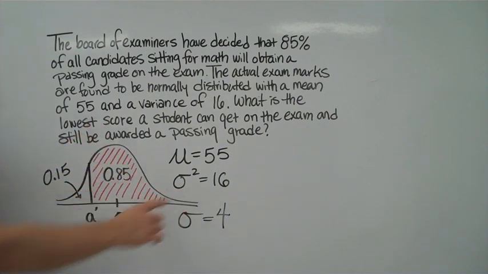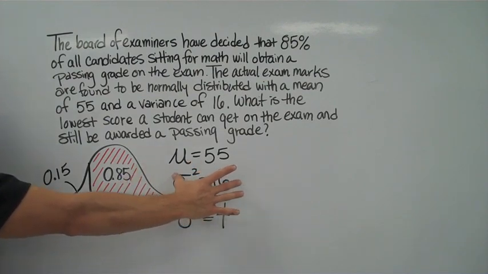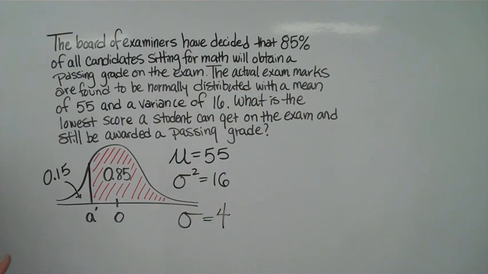Well, here is a standard normal curve with 0 as the mean. And we want to relate our normally distributed data to the standard normal curve. Well, if we have a mean of 55, we've got to convert that, of course, to a mean of 0. Well, how do we do that? I told you the key to these problems, if you're doing these inverse norm problems, is you have to find the z-value. Here I called it A prime, but it's really the z-value. Well, if 85% are passing, that means 15% are not passing, or 0.15. What is the z-value associated with 0.15?